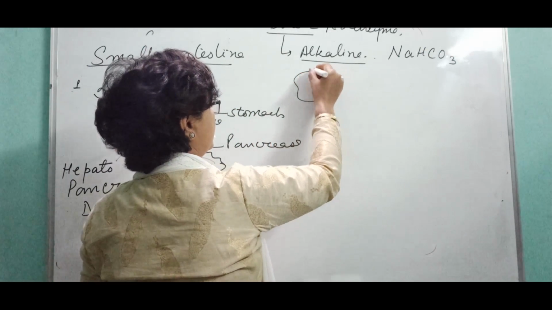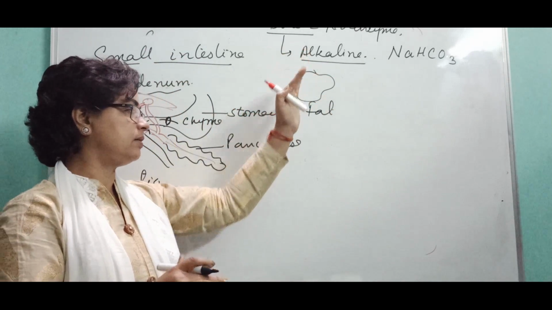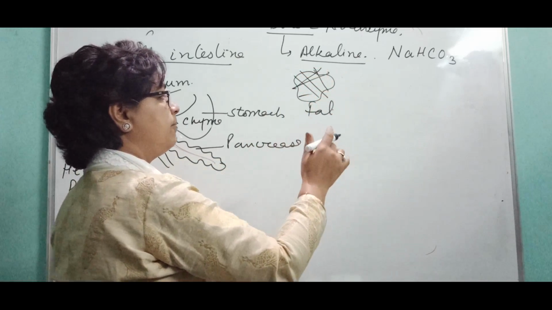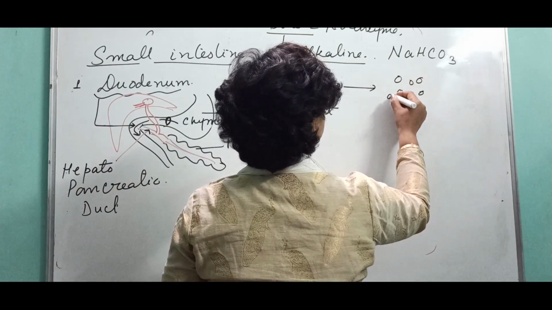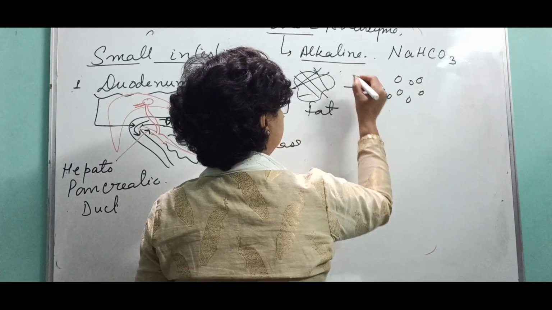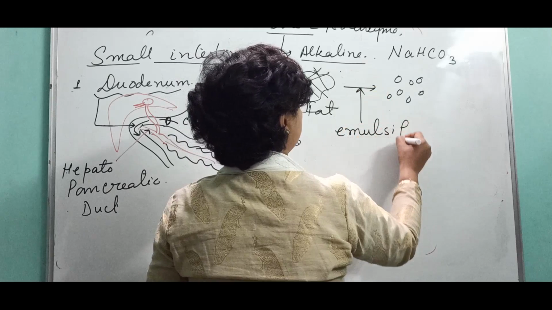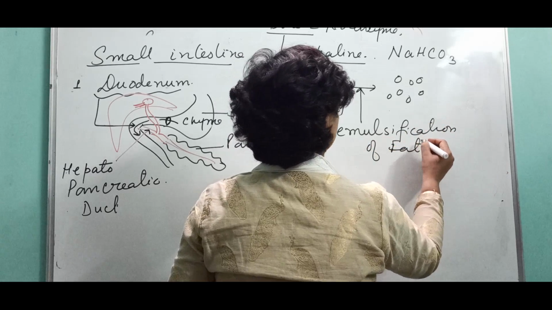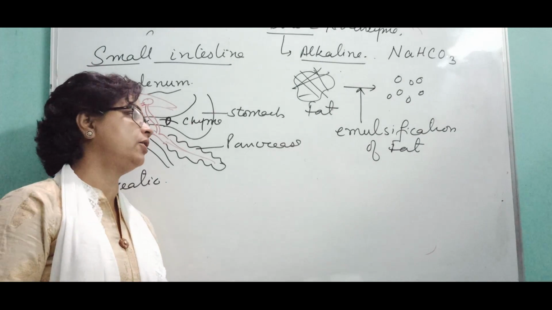This bile converts a big lump of fat. Consider we have a big lump of fat like this one. To reduce the surface tension, this fat is broken down, and ultimately the big lump of fat is converted into small droplets, termed as micelles. This process is termed as emulsification of fat. Without this emulsification, digestion of fat is not possible at all.